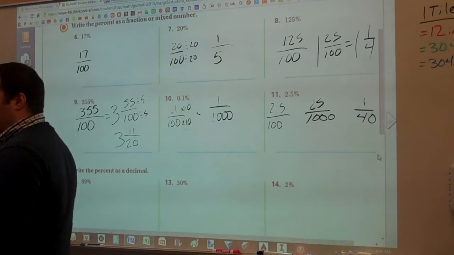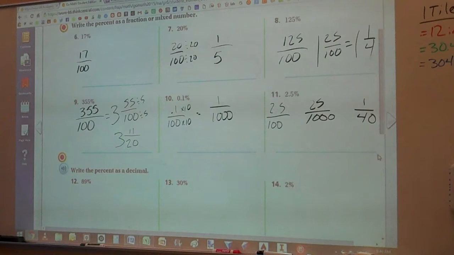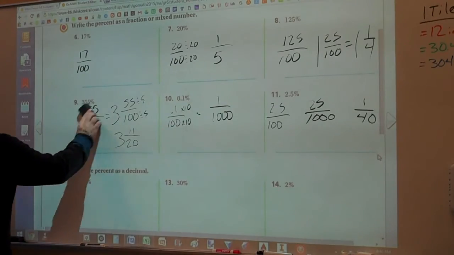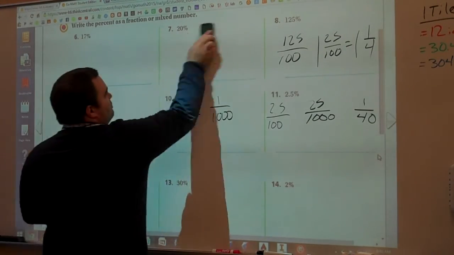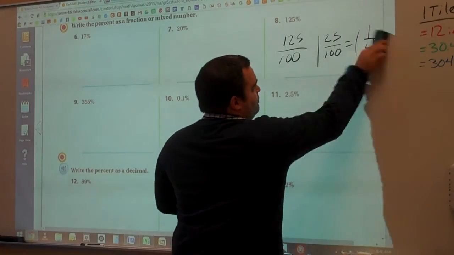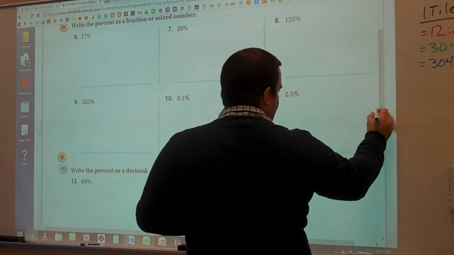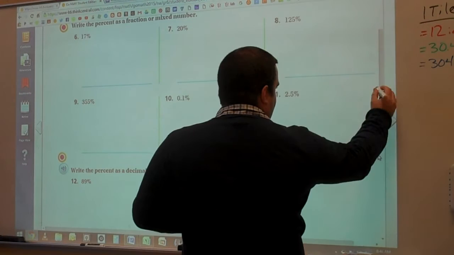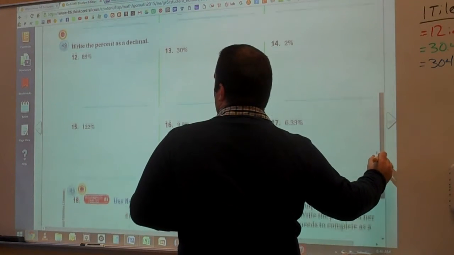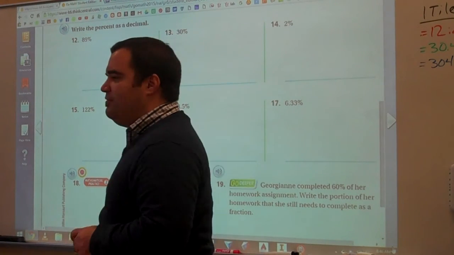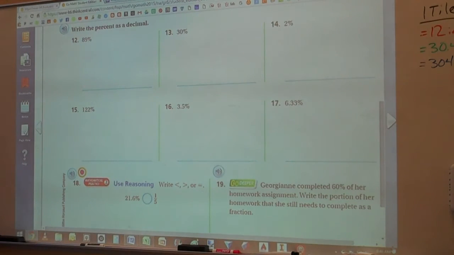Questions about those 6? 3 of them we did in class. Number 12. Write the percent as a decimal.